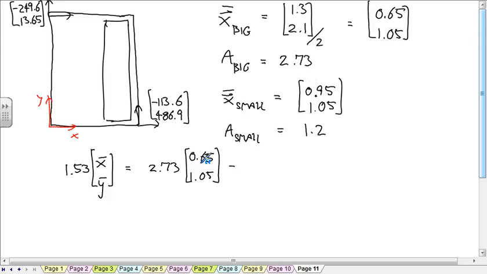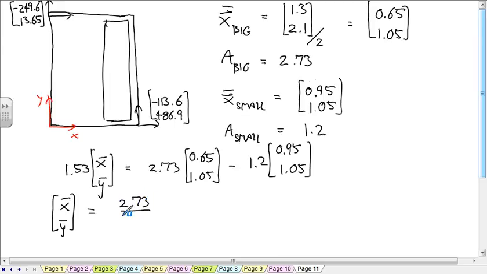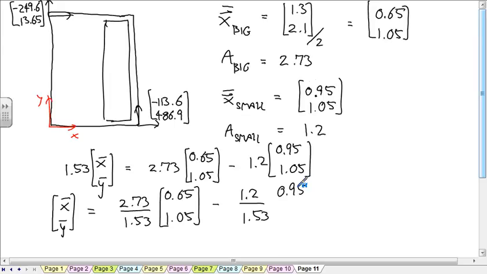And then 1.2 times 0.95, 1.05. Okay, so the centroid is equal to 2.73 over 1.53 times this minus 1.2 over 1.53 times the other one. Can anyone calculate that?